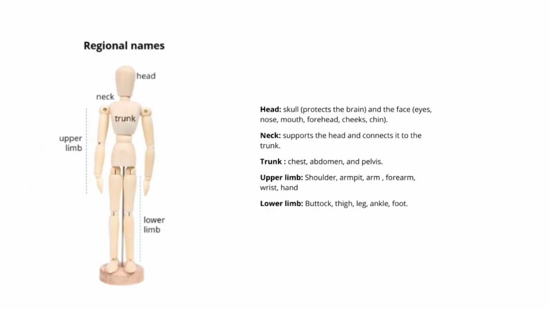The human body can be divided into several main regions. The head contains the skull, which protects the brain, and the face, where the mouth, nose, and eyes are located. The neck is responsible for supporting the head and joining it with the trunk. In the trunk, we can find the chest, where the thoracic cavity is, which in a few moments I will talk about, and also the abdomen and the pelvis. Finally, there are the upper and lower limbs.